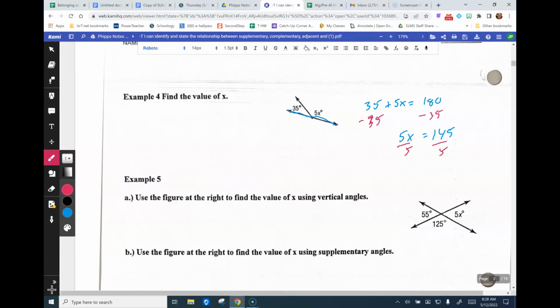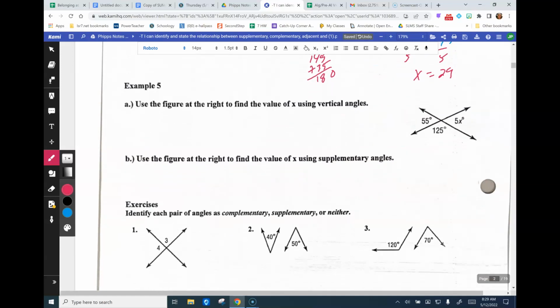Okay. And we get 29, so x is equal to 29. Let's plug that in and make sure it actually works. So I'm going to take 5 times 29. What does that give me? That is 145, and 145 plus 35 adds up to be 180. Good. So we could also say that these two angles are supplementary. So this angle and this angle are supplementary.